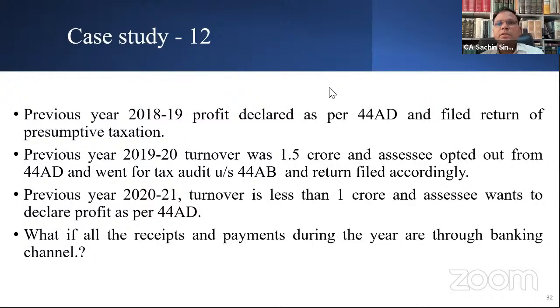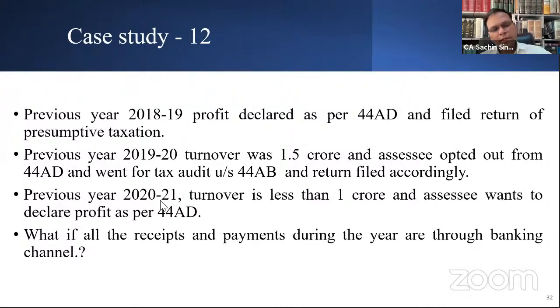Again, one more case study. More or less a similar type of case study, like number 11. So previous year 1819, the profit was declared under 44AD as per the presumptive taxation. 1920 turnover was 1.5 crore and he opted out of 44AD.